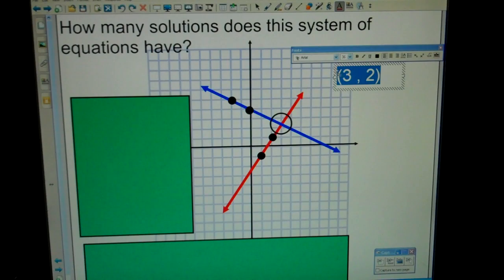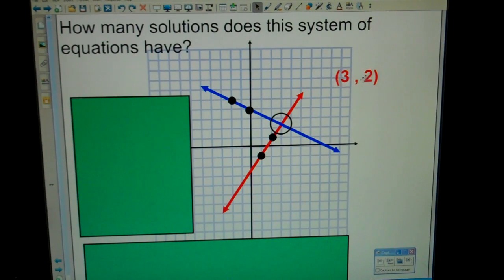Now, you're going to get to actually calculate this and be more accurate. But for our point, it has one solution at approximately 3, 2. I want you to pause and calculate the slope. Calculate the slope of the blue line, calculate the slope of the red line, because this is important.